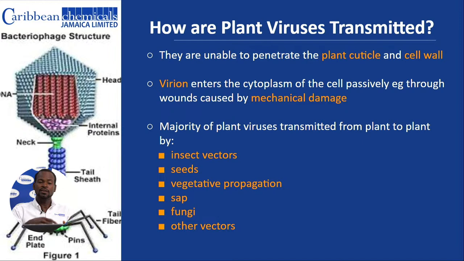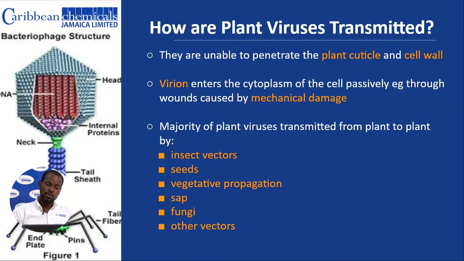Also vegetative propagation. Persons who do grafting have to know the source of their grafting material, right? Your scion, all of that. And also through sap and other pathogens, or even nematodes. Persons are not even aware that nematodes can transmit viruses, you know. So you have to be mindful of those.